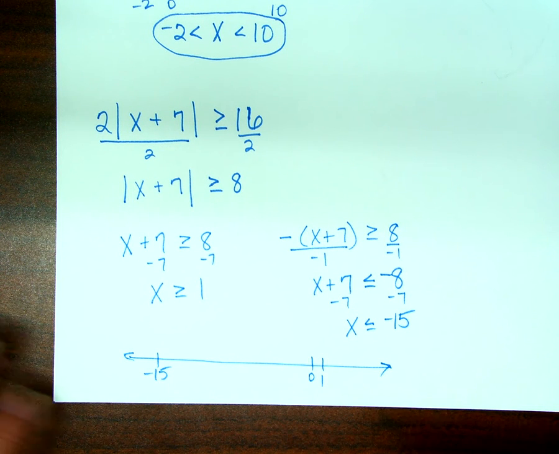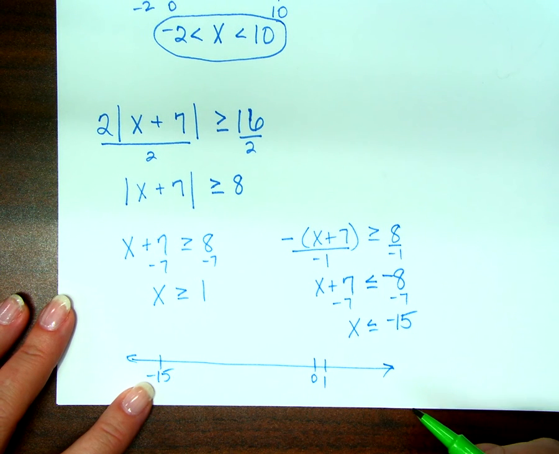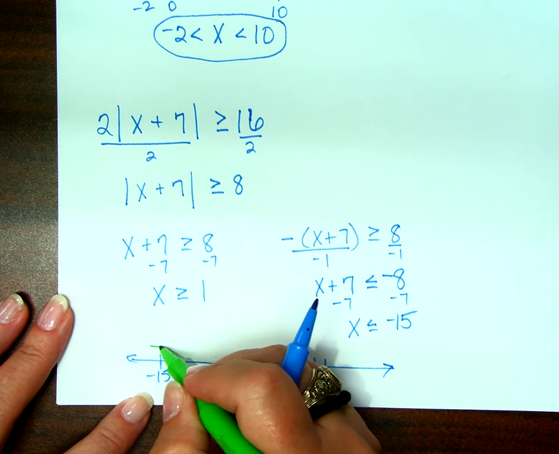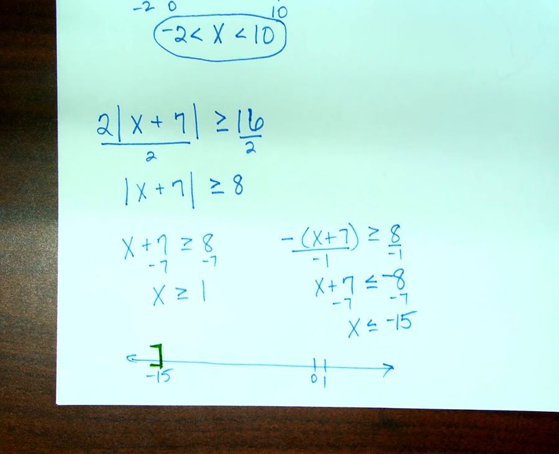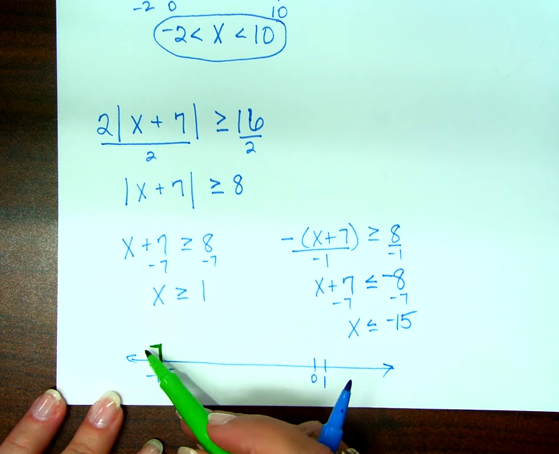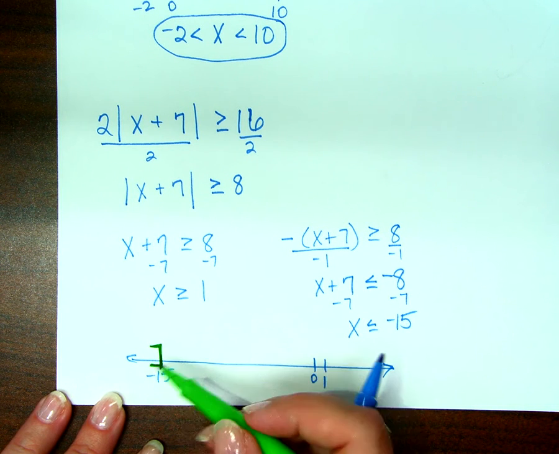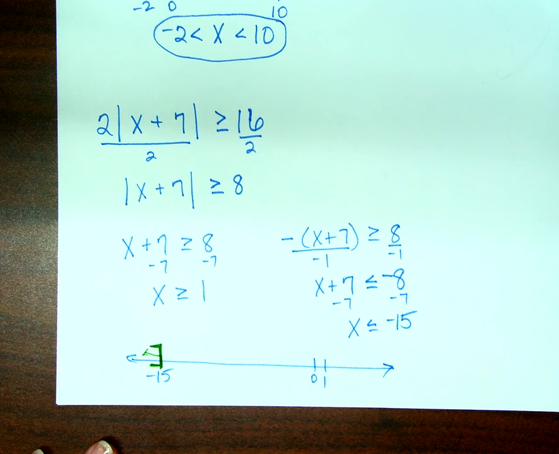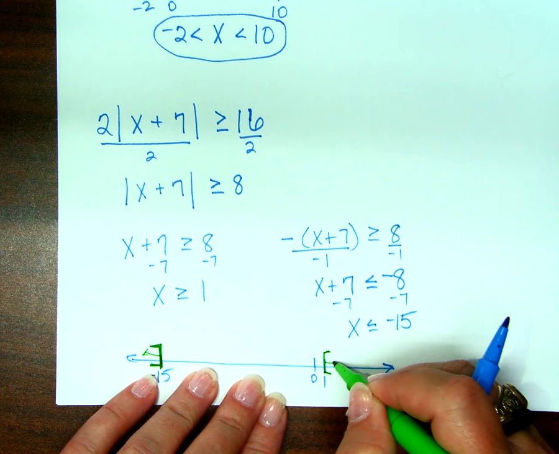Okay? What do I put at negative 15? A closed circle. Okay? However, the other thing you might see instead of a closed circle is this. Remember when we talked about that when we were doing domain and range? Okay? And do you see why I did it that way? Because I would be shading that way, right? Okay. What about the 1? What goes on the 1? Also a bracket or a closed dot. And I would be shading that way.